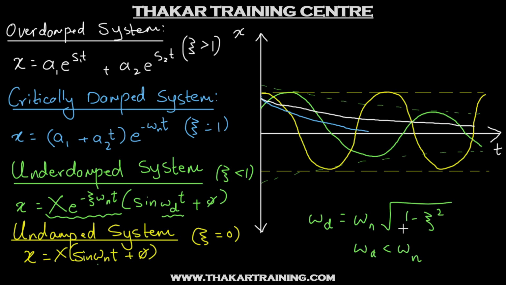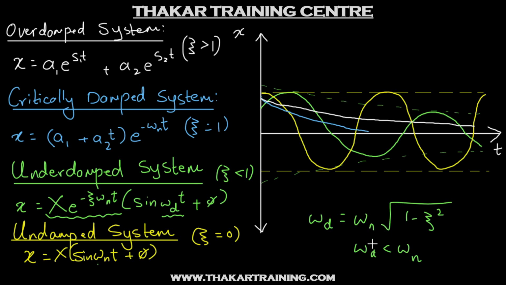Whatever value of zeta you have from 0 to 1, omega d will always be less than omega n. Zeta more than 1 does not apply because this term itself is not valid then, right? Zeta equal to or more than 1 does not have any vibratory response. So there is no such term as omega d when zeta is more than 1 or equal to 1. Alright, this relation is valid only when zeta is less than 1. And whenever it is less than 1, omega d will always be less than omega n. That is what it mathematically implies.